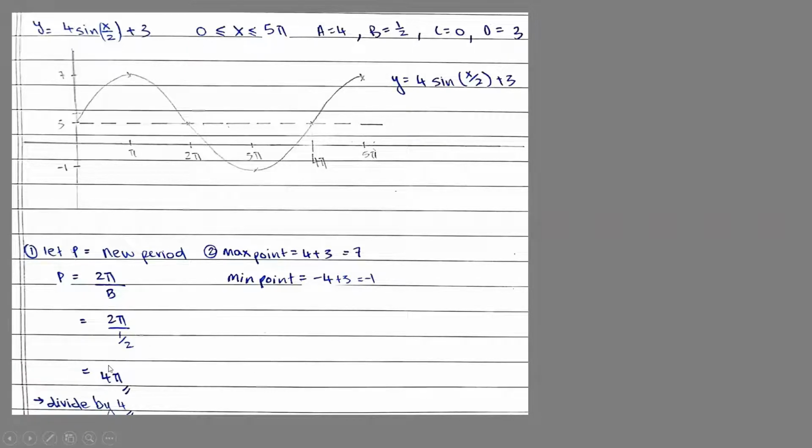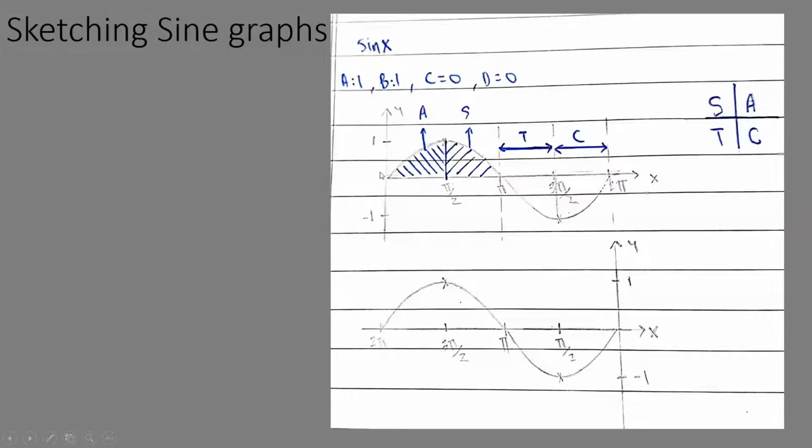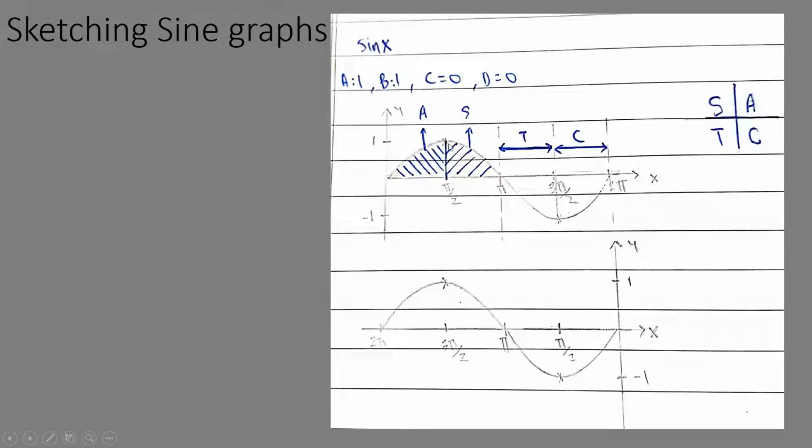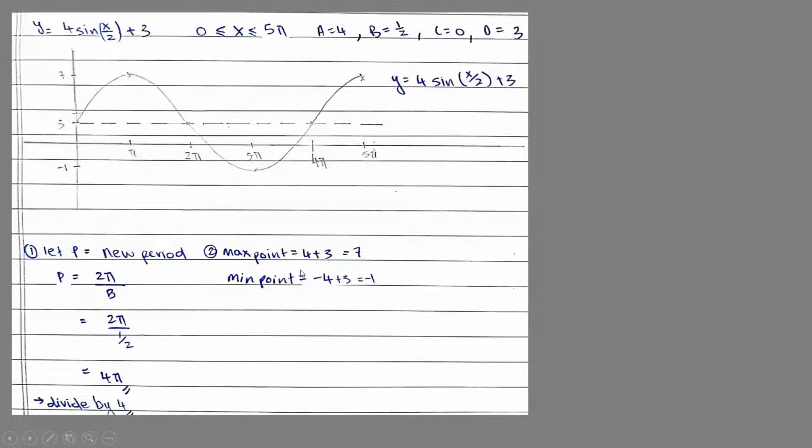Next up, once we have plotted the x-axis and we know the period, we can calculate the maximum and minimum points. The maximum point can be found by taking the value of A plus the value of D, which is 4 plus 3 equals 7. And the minimum point is obviously, like I said, the graph is stretched in the vertical axis. Since it's 4 sine x, the peaks would be at 4 and negative 4. However, the graph is also moved up. So it's negative 4 plus 3 and 4 plus 3, giving us 1 and 7.